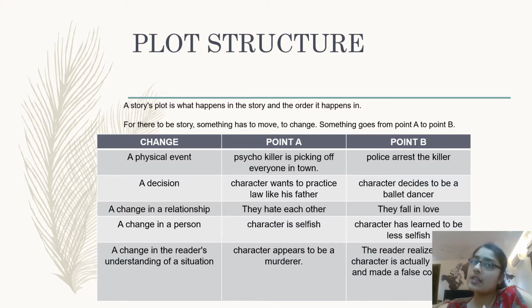Okay, so the last change that we have here is a change in the reader's understanding of a situation. Now, this is a little tricky to understand, so let's see with an example. Point A is the character appears to be a murderer. So when you read the book, it looks like this character is the killer, and you're convinced he's the killer.